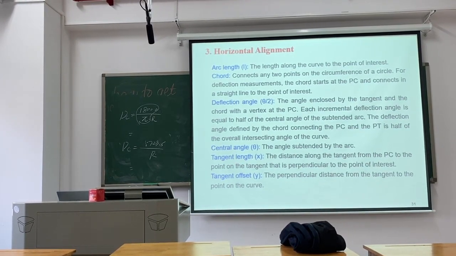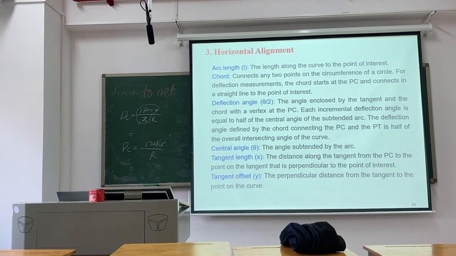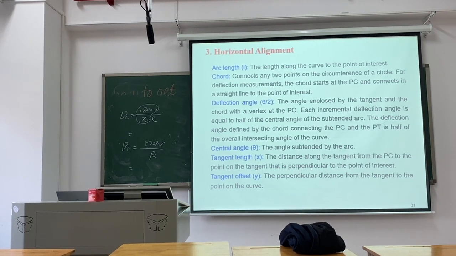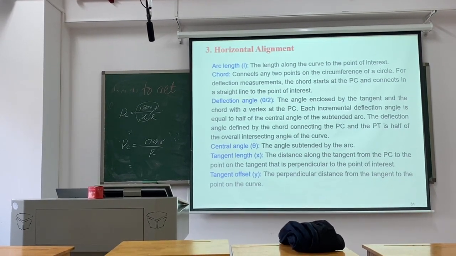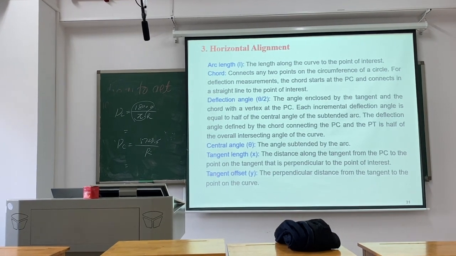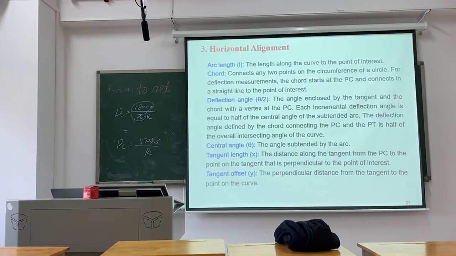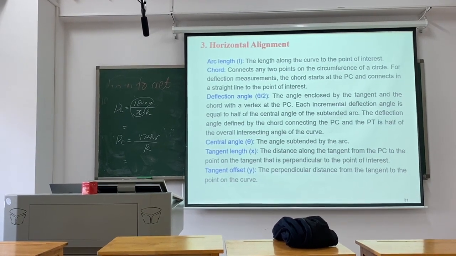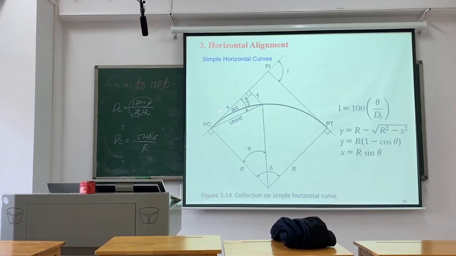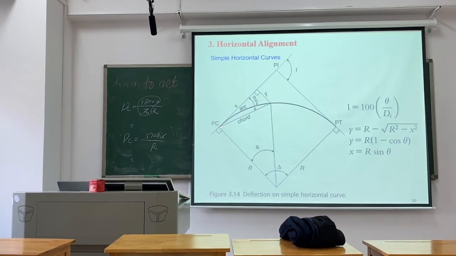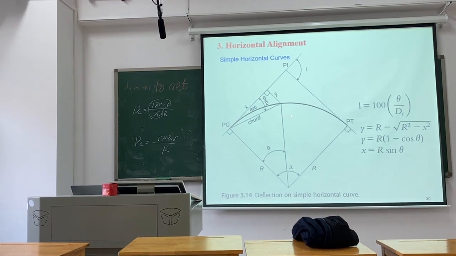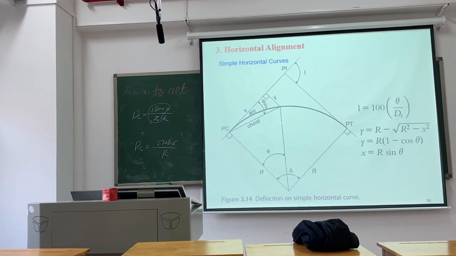Tangent length: the distance along the tangent from the PC to the point on the tangent that is perpendicular to the point of interest. Tangent offset: the perpendicular distance from the tangent to the point on the curve. We can use this figure to understand these parameters.